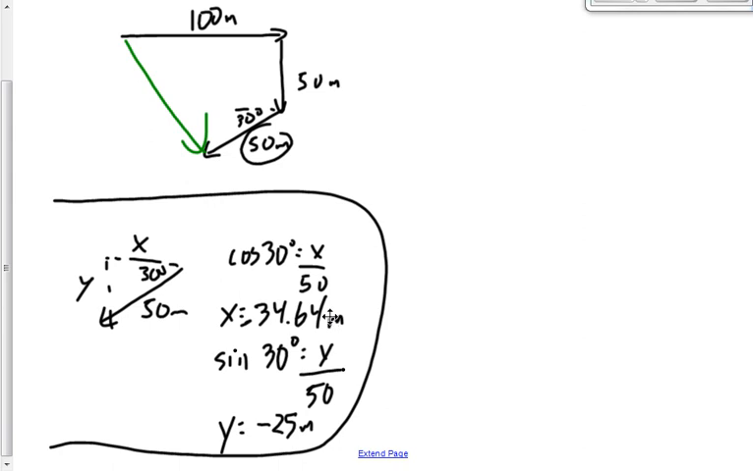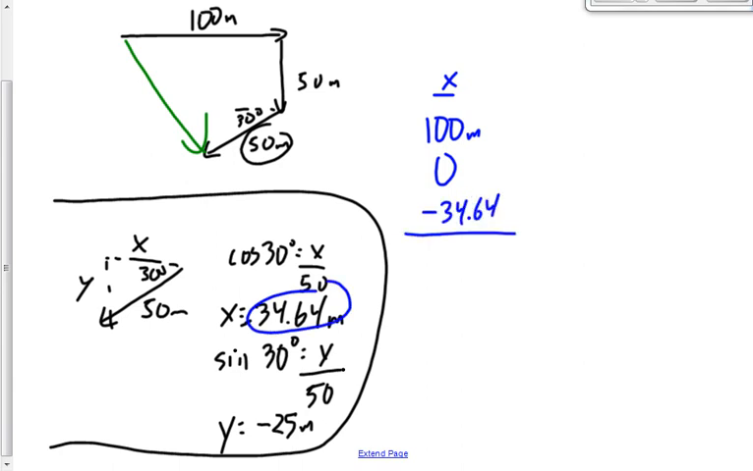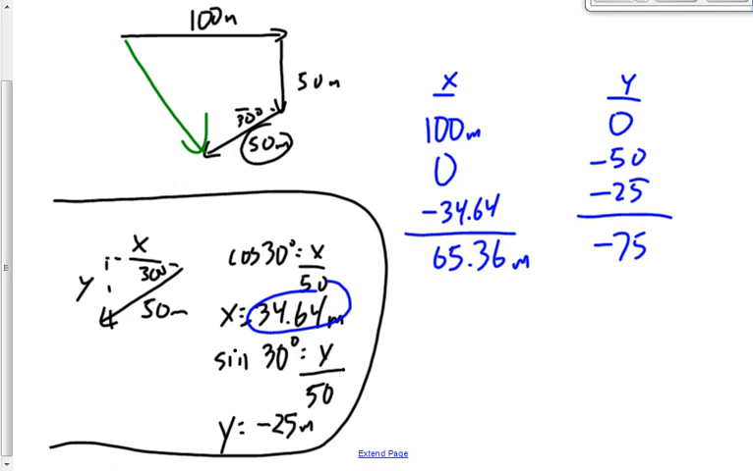Okay, let's do x's and y's. The x of the first one is 100. The x of the second one is 0. The x of the third one is negative 34.64. Add those up. We're going to end up with 65.36. Y components, 0, negative 50, and negative 25. These are easy to add up. Get negative 75 meters.